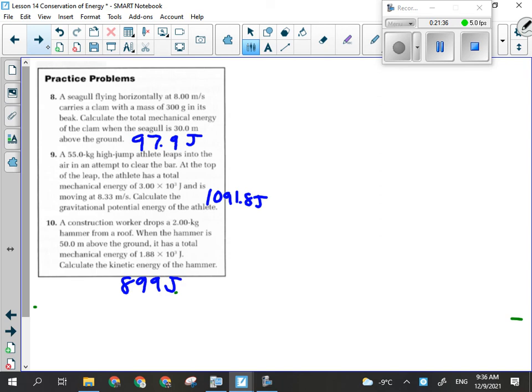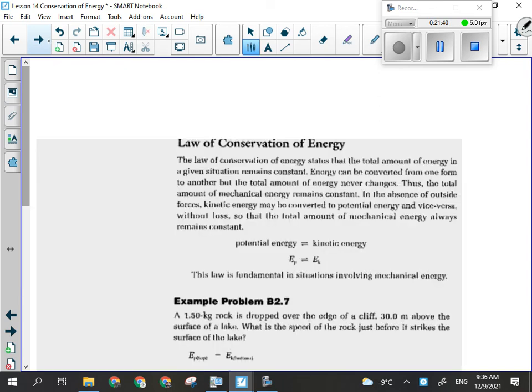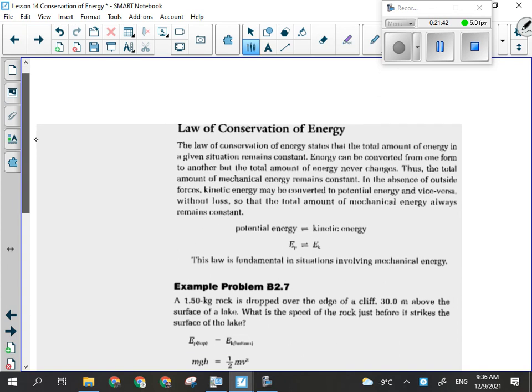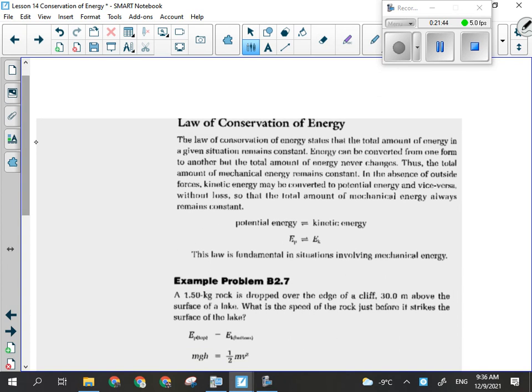All right, we already did those ones. So here's what we're saying about the law of conservation of energy. Since it can't be created or destroyed, our mechanical energy final equals our mechanical energy initial. It can be converted from potential to kinetic, but it can't be destroyed.